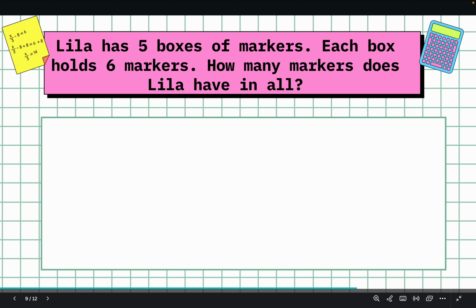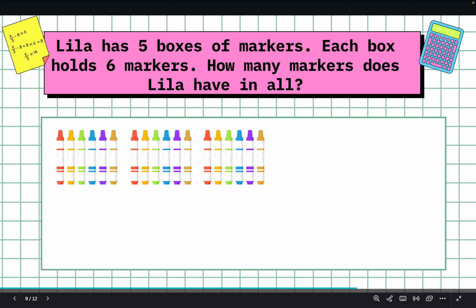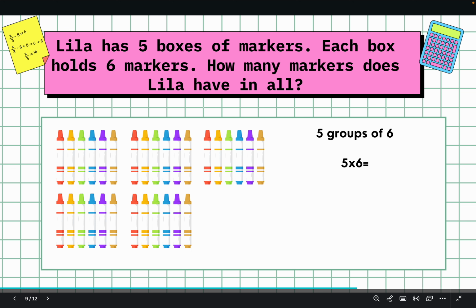The word problem states, Leela has 5 boxes of markers. Each box holds 6 markers. How many markers does Leela have in all? First, we want to visually represent the number of boxes of markers Leela has and label them. 5 groups of 6. So we see my 5 groups of 6 represented here.